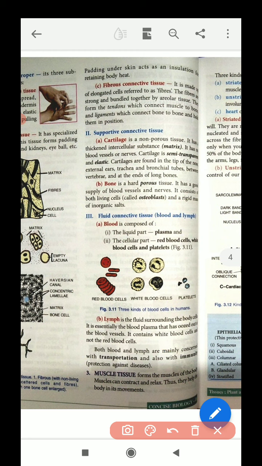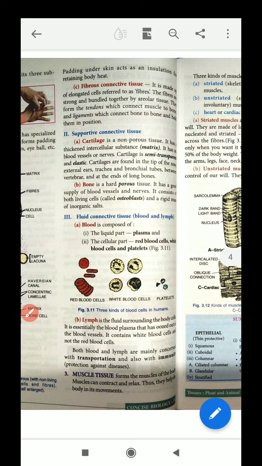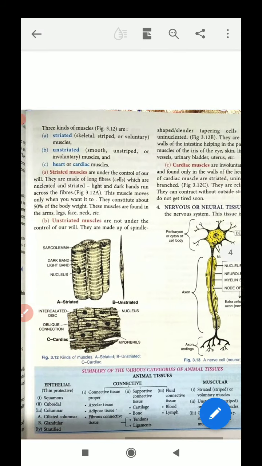Now just move to the lymph. Lymph is present in the part of the body where blood can't reach, and lymph can fulfill the work of blood. Now come to the muscle tissue. Muscle tissue, as written over here, forms the muscles of the body. Muscles can contract and relax, thus they help the body in movement. That is the function.